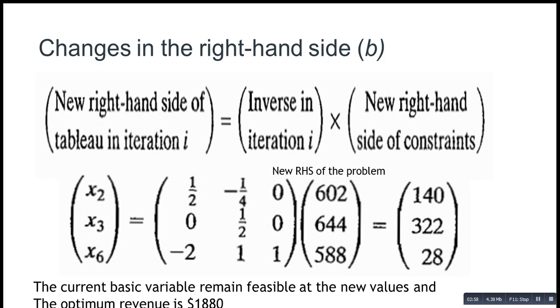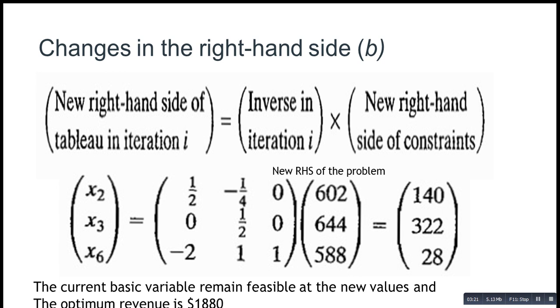To find the new solution from the existing solution, when there is a change in the right hand side of the constraint, we follow this method in which there is a formula: inverse in iteration I times new right hand side of constraint. Through this matrix multiplication, we can find the new right hand side of the table, which is nothing but the solution of the problem.